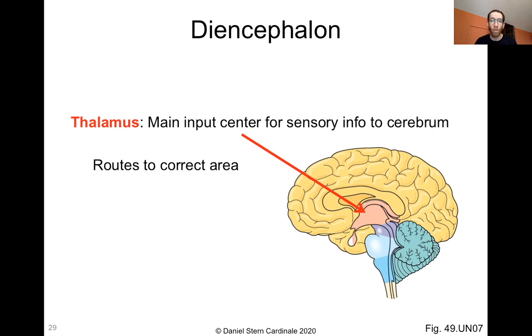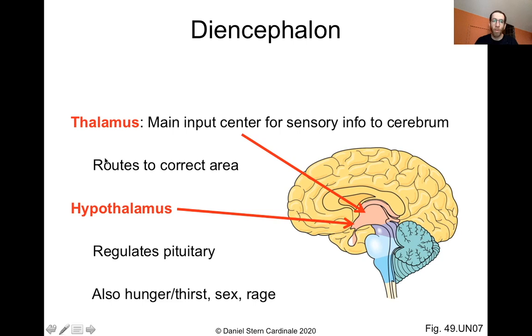Getting into the middle of the brain, there's a region called the diencephalon that contains two important structures. First is the thalamus, which is the main input center for sensory information. So right here, basically all of your sensory receptors send the signal to the thalamus, and then that signal is going to be routed to the correct part of the cerebrum.